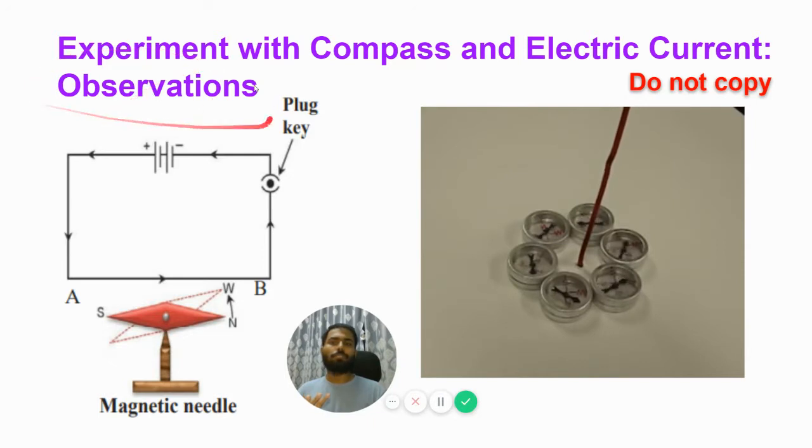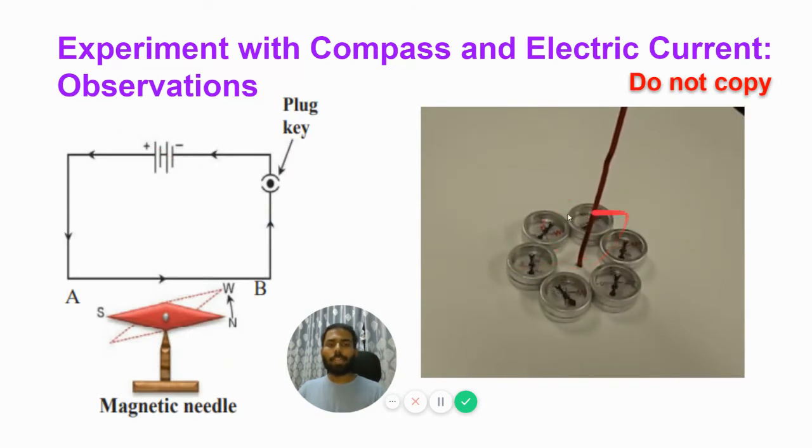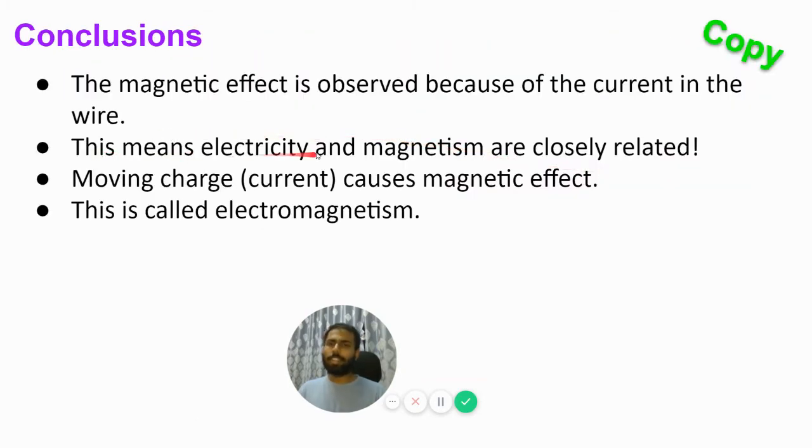What is our observation from this particular slide? That whenever there's a current, there is a magnetic field. Okay, so these are our conclusions. The magnetic field is observed because of the current in the wire. यहाँ पे magnetic field कहाँ से आ रहा है? Magnetic field तभी आ रहा है जब current is flowing through this particular wire. Okay, next, this means electricity and magnetism are closely related.